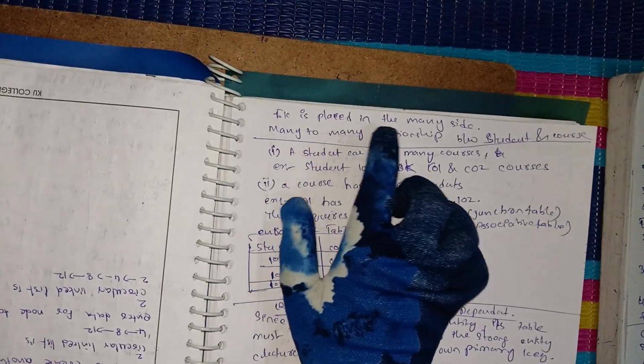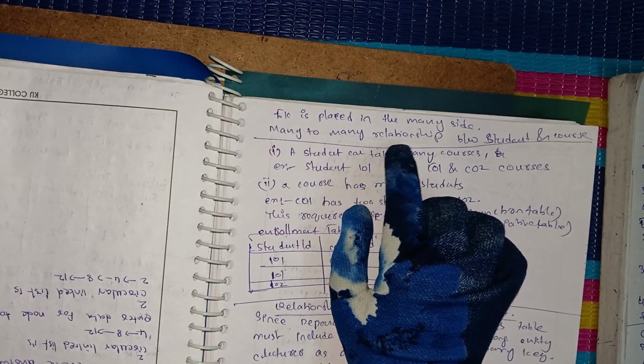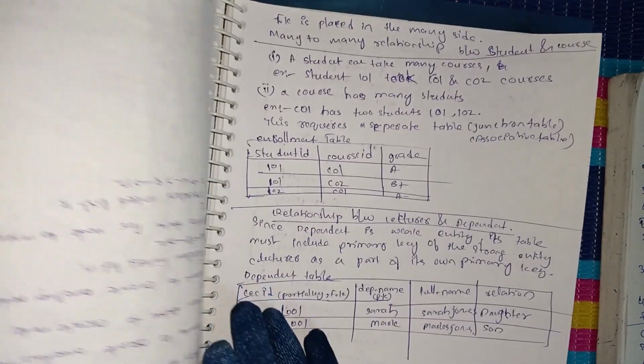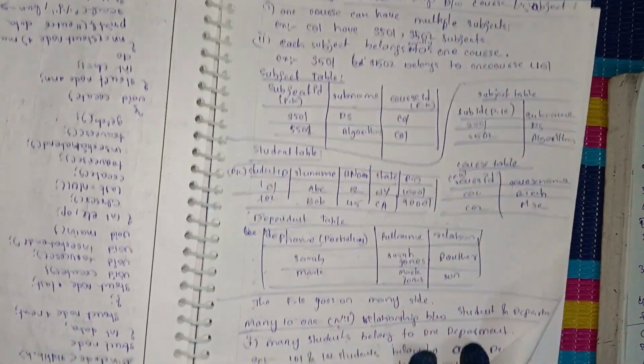And then foreign key is placed in the many side, many to many. Okay, foreign key is placed in the many side.